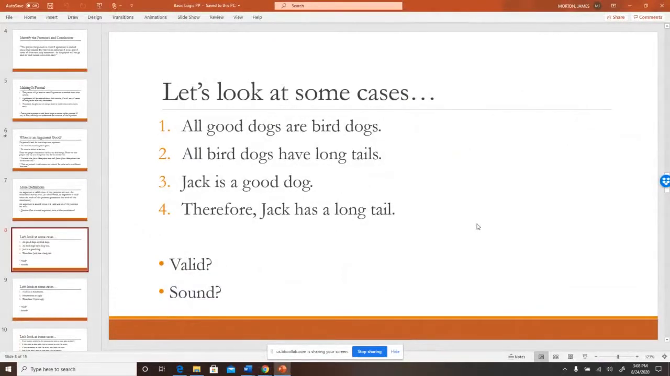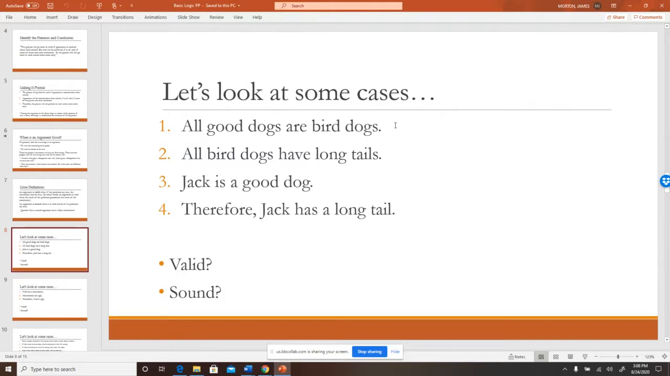So it is valid in that if 1, 2, and 3 are all true, 4 has to be true. In other words, it can't be that 1, 2, and 3 are true, but 4 is false. Okay? Now, to ask whether it's sound, we know it's valid. Soundness is just valid and true premises. We know it's valid, so does it have true premises? Well, it looks like to me probably premise 1 is false. There are some good dogs who are not bird dogs.